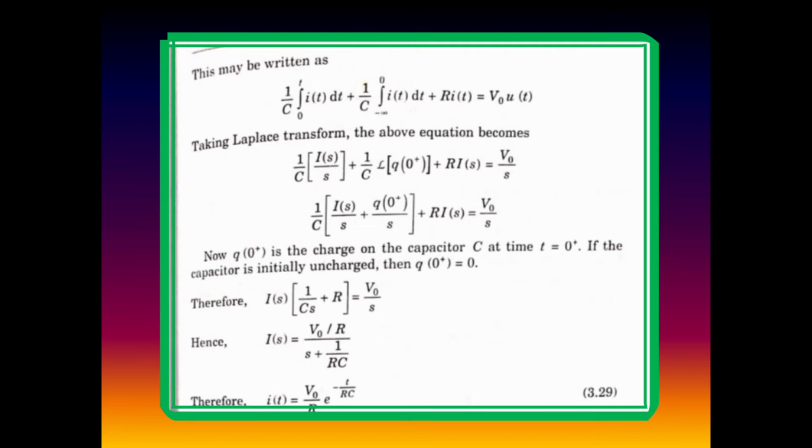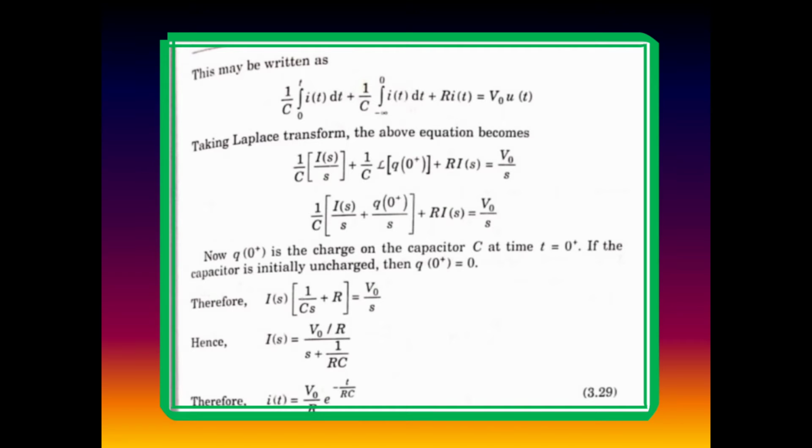Since we are using a capacitor, it stores energy in the form of q naught, so we are considering that as q naught. I am dividing this integral into two parts, 0 to t and minus infinity to 0. For 0 to t there will be no storage, so we write it like this.